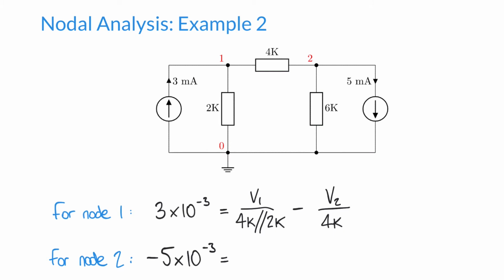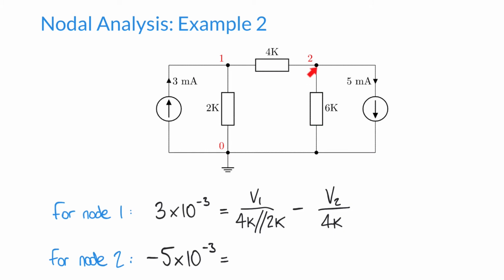Again, we're saying that that's equal to something in the form of V over R. Well, in our case, we're at node 2 now. Are there any resistances that are directly connected to node 2? Well, yes, we have this 4K and this 6K.